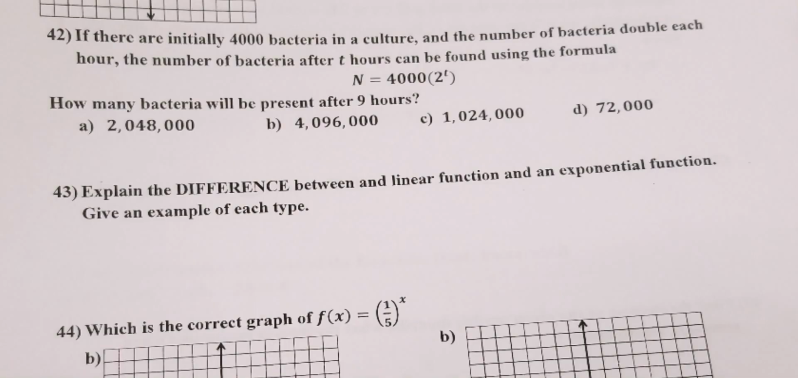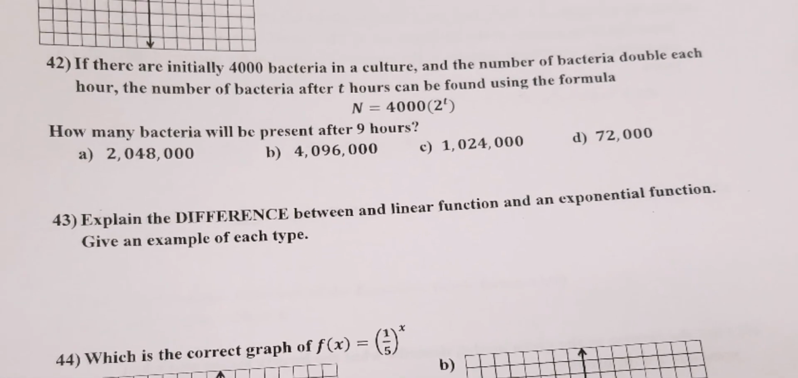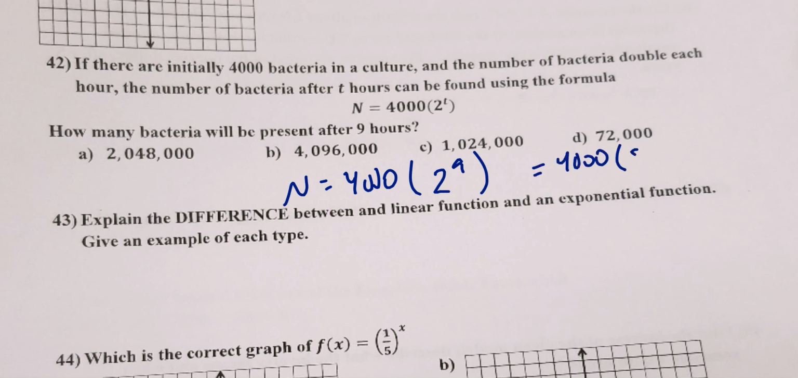Alright, if there are initially 4,000 bacteria in the culture, and the number of bacteria doubles each hour, the number of bacteria after T hours can be found using this formula. After 9 hours, you're just going to plug in 9 for T. So I say N equals 4,000 times 2 to the 9th. So you get 4,000 times 512, which is 2,048,000.